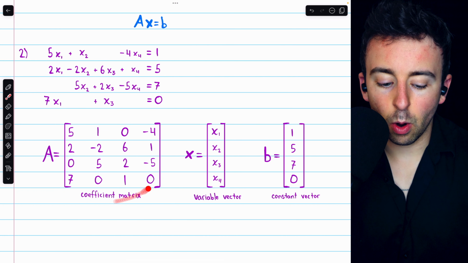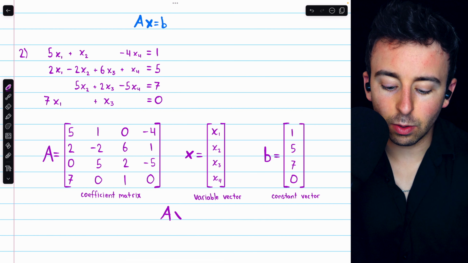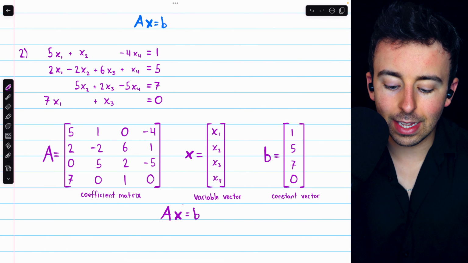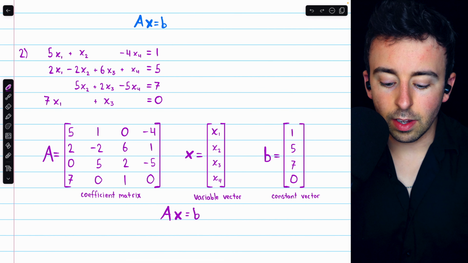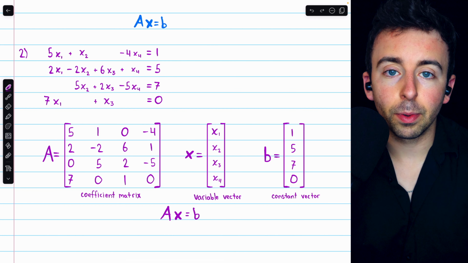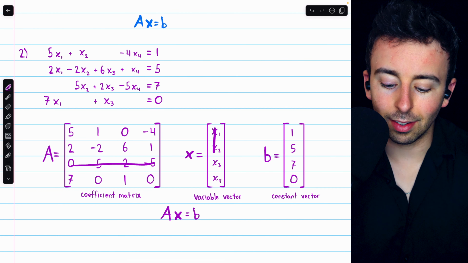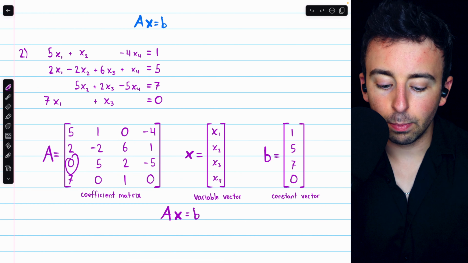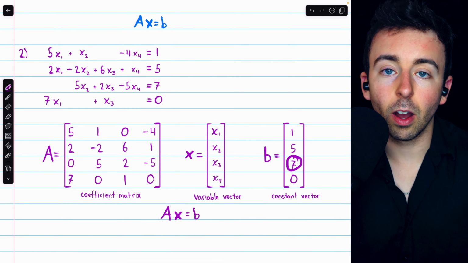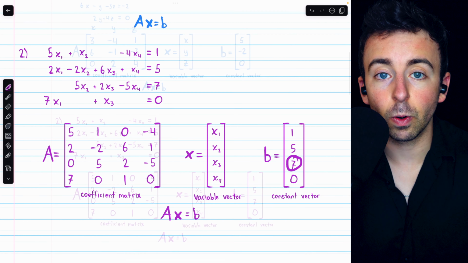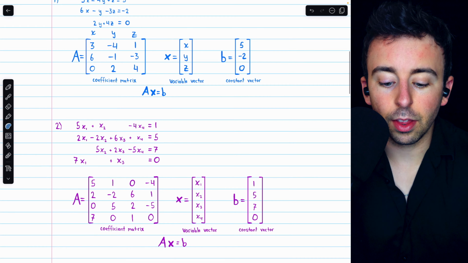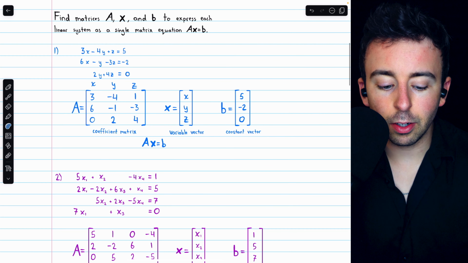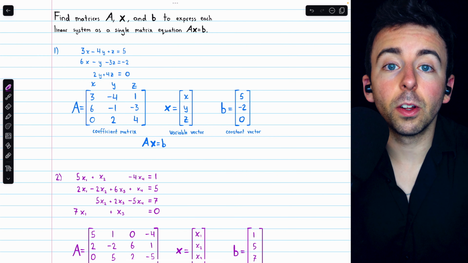Doing that, we get this coefficient matrix, and by writing AX equals B, we store the entire system in this single matrix equation. If we did the multiplication on the left, for example, part of that would be matching up this row with this column, and that would give us this third equation. We'd have 0x1 plus 5x2 plus 2x3 minus 5x4, and it would be equal to 7, the constant from that constant vector in the third entry. So that's a basic but very important skill that we'll use throughout this course: finding matrices to write a system of linear equations as a single matrix equation.